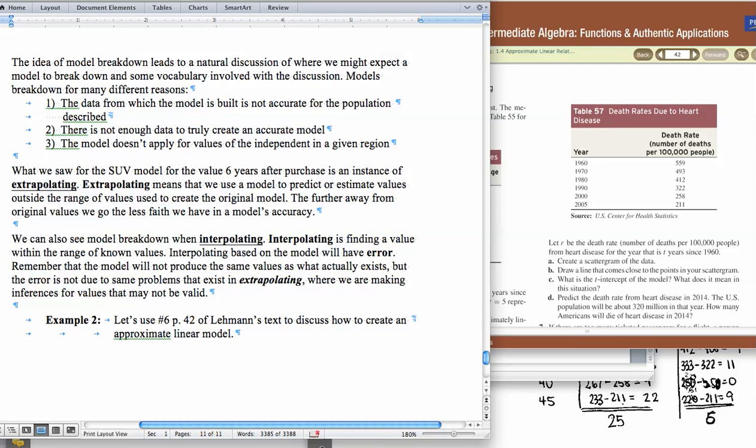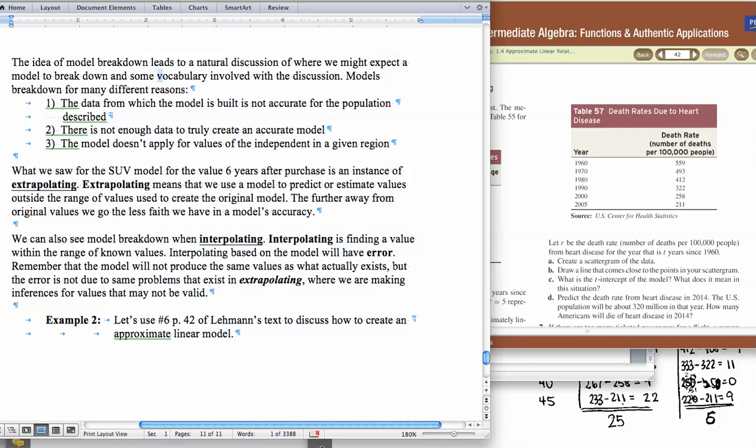Now, the last thing that I want to talk about is extrapolation and interpolation. Extrapolating data means that you're going to make estimates or predictions based upon information beyond the range of values that you already have. This is where model breakdown happens, and we have less and less faith the further away from the original values we get. Interpolating means that you're finding values within those that you already know about. And we have a little bit more faith in these. That doesn't mean that error can't occur, but it certainly has a little bit more faith.